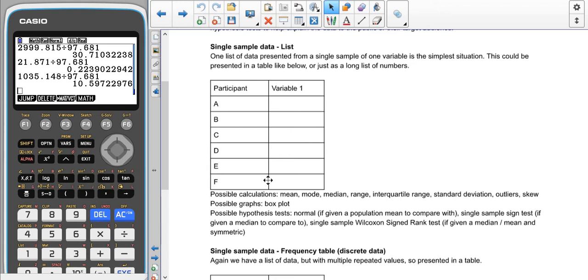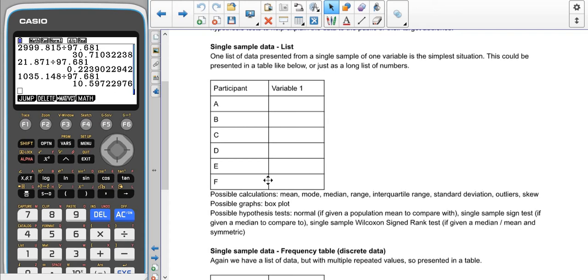So there are possible things that we could be asked to calculate. We could look at the mean, the mode, the median, the range, the interquartile range, standard deviation, the outliers, the skew. Possible graphs that we could draw with this data would be box plots. And if we're given this type of data and we're thinking about what type of hypothesis test we could do, a normal hypothesis test.